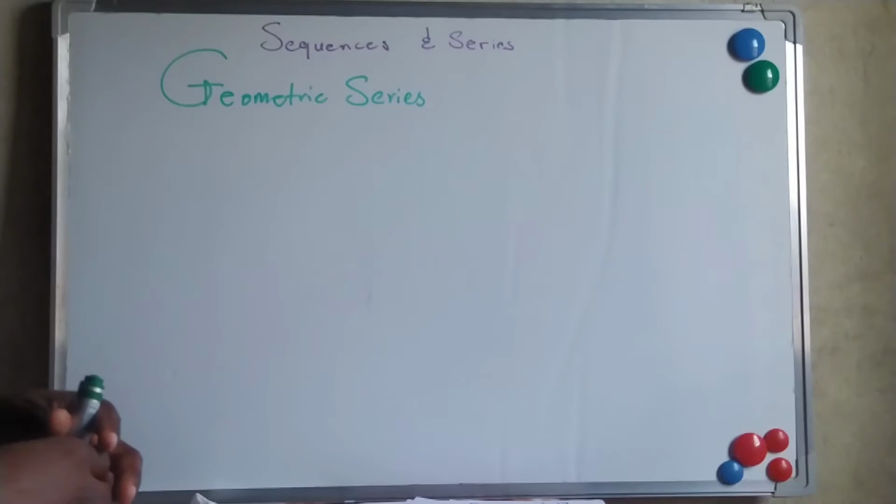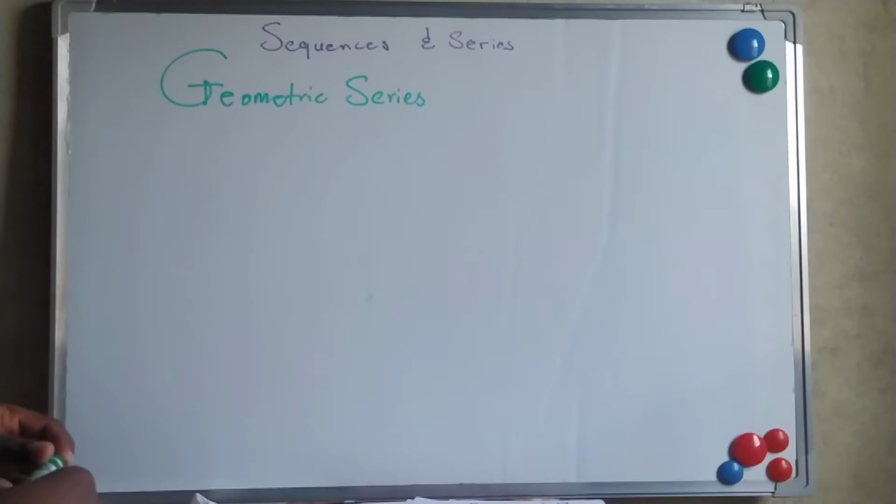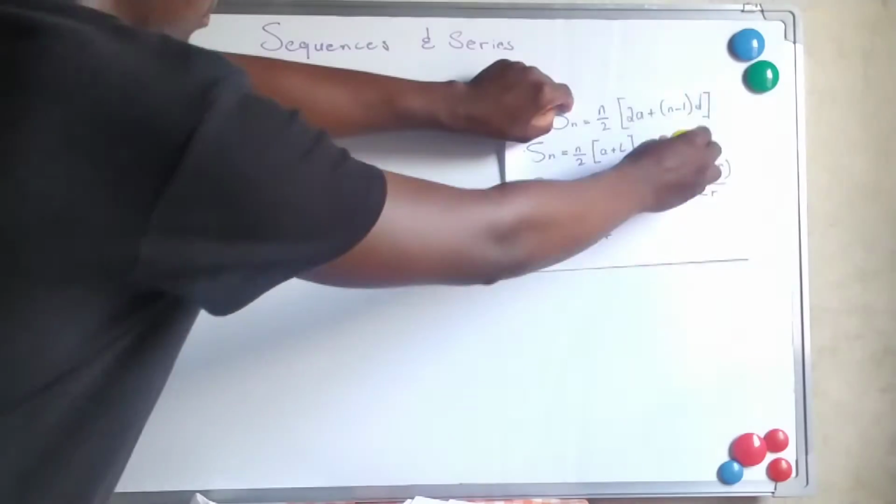Okay, so I'm just going to give you the formulas that we use for calculating the sum of a geometric series, and then we're going to derive them. After that, we'll look at examples.